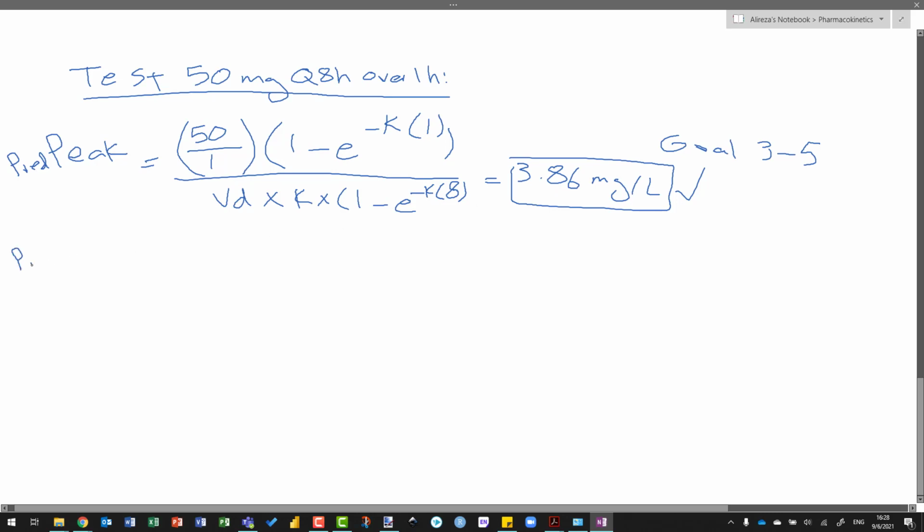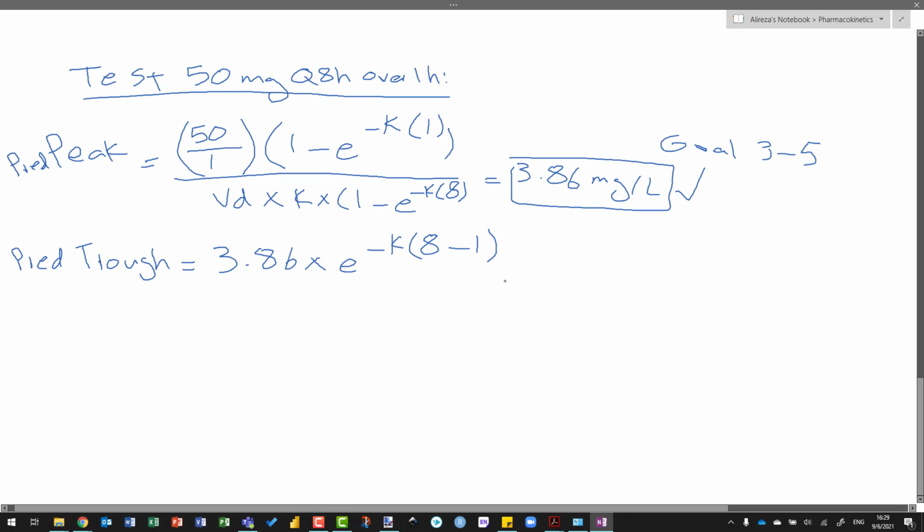So for efficacy, now we want to make sure we calculate the predicted trough to make sure the body is able to clear for safety. So basically you take this peak, 3.86, times e to the negative k times your tau minus time of infusion. This peak is at the end of infusion. Infusion was 1 hour, and then from the end of infusion to the time for the next dose would be 8 minus 1, so 7 hours later is time for the next dose.